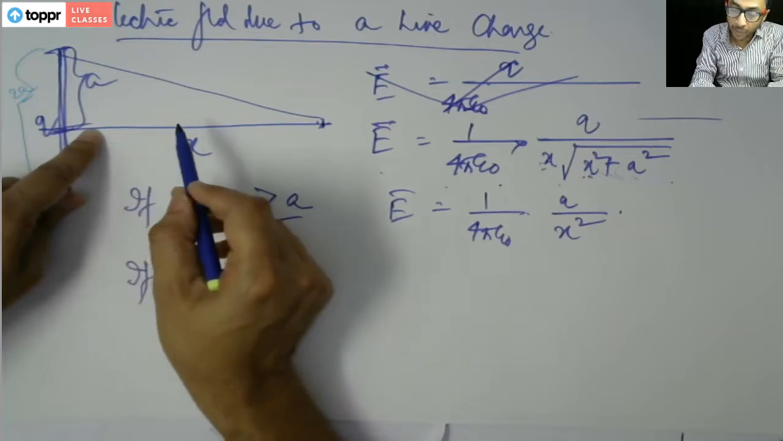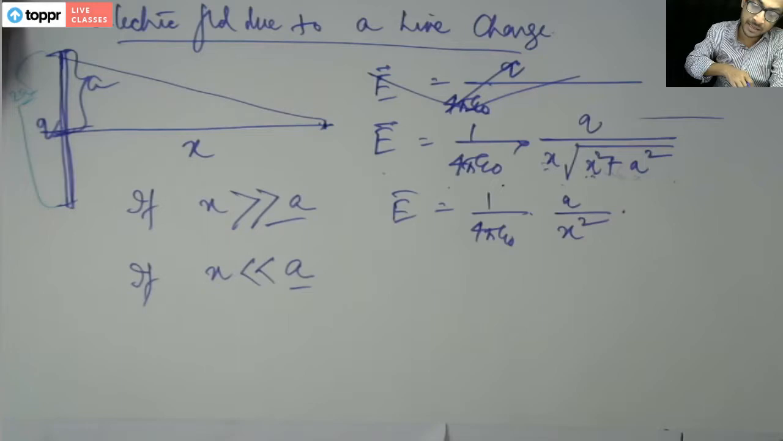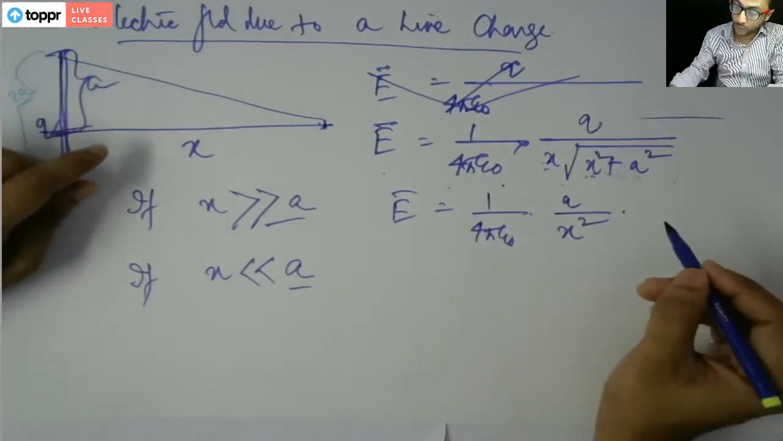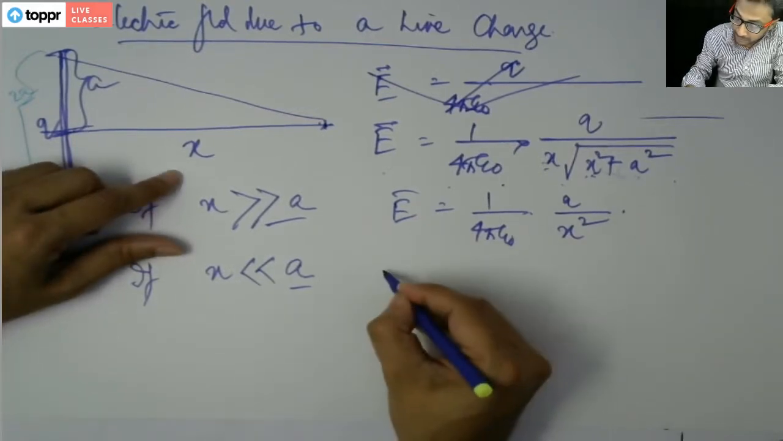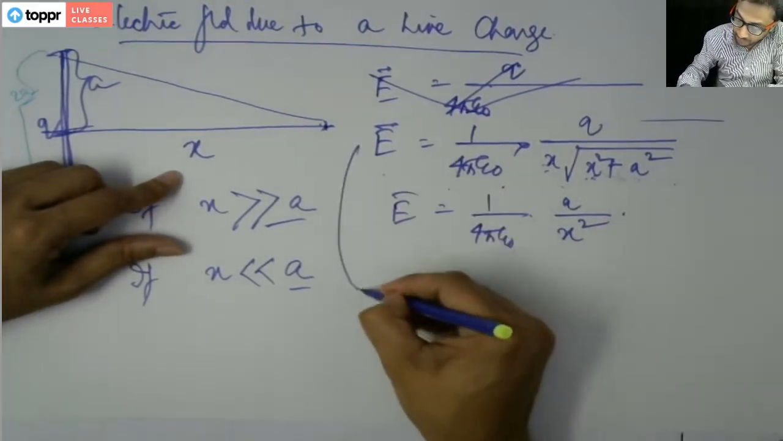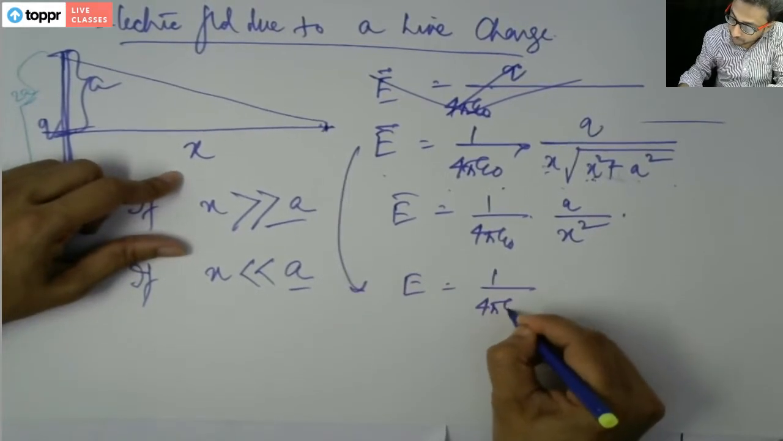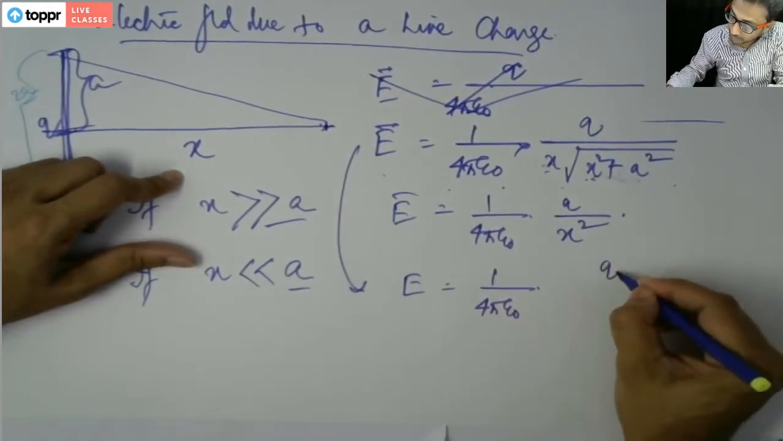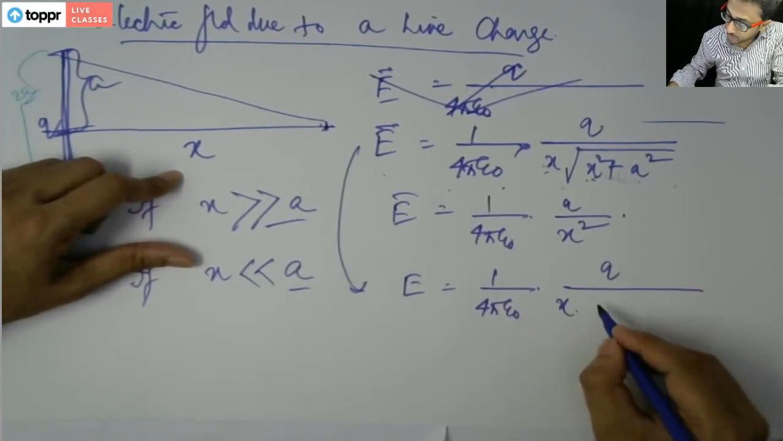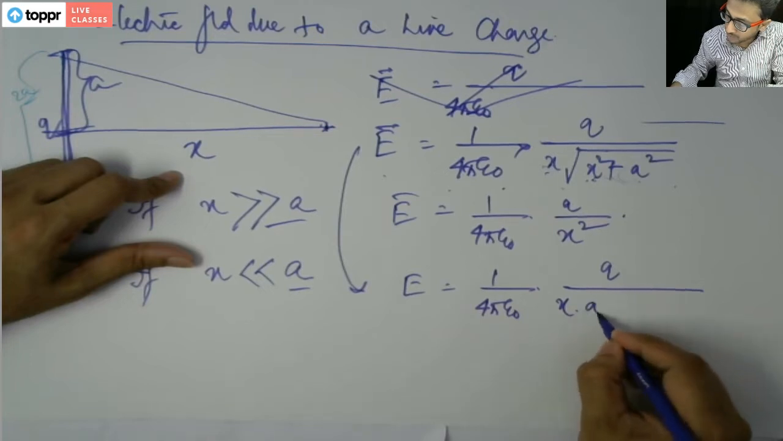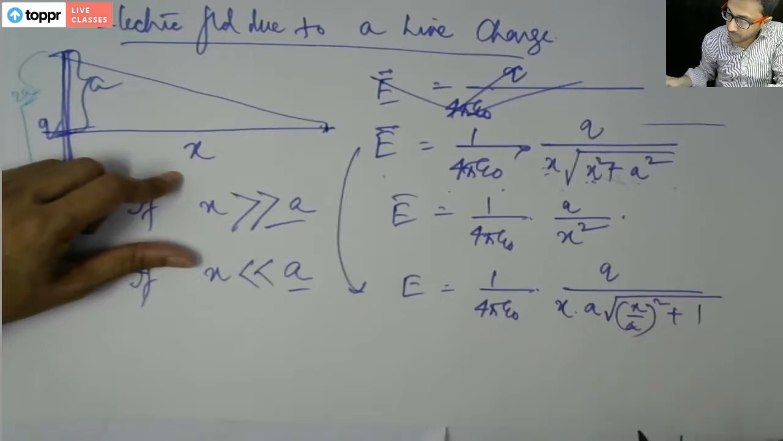And if x is much less than a, that is x is very close to the line, where a is much longer, a huge line of charge, then what will happen? See, here we can do some simple mathematics. I can write E from this equation: E equals Q, we will keep x, say we are bringing a outside, so it becomes a, and this will become x by a whole squared plus 1.